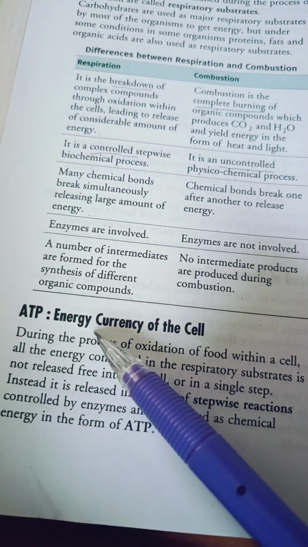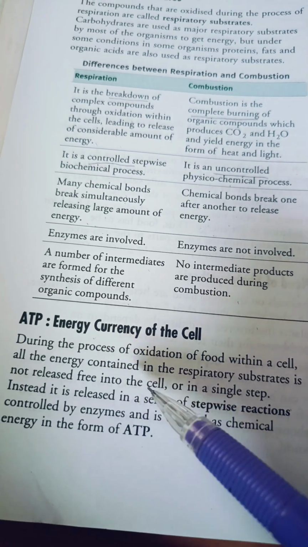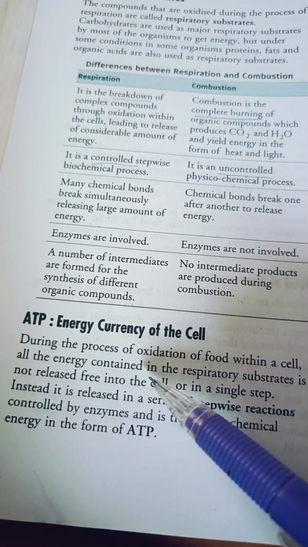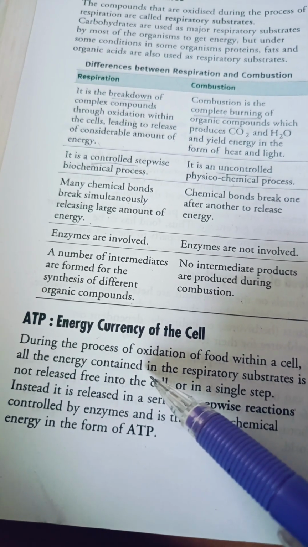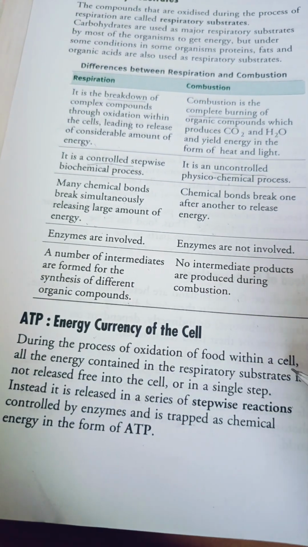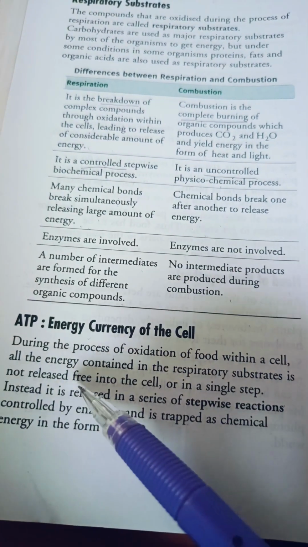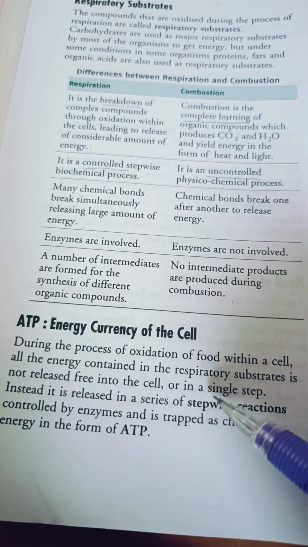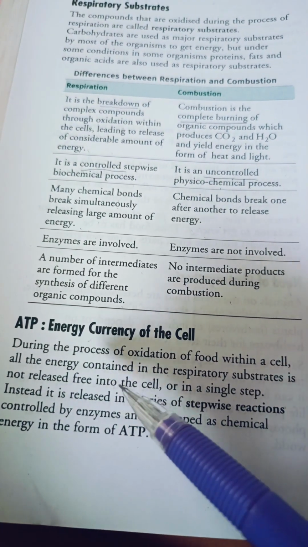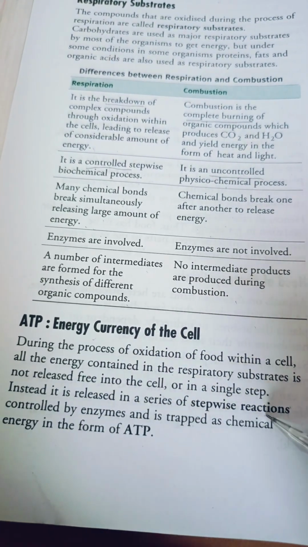Now, what is ATP? Adenosine triphosphate. It is the energy currency of the cell. जब भी कुछ काम करना है तो पैसा देना है, तो सेल के पास कौन सा पैसा है? ATP. During the process of oxidation of food within a cell, all the energy contained in the respiratory substrate is not released free into the cell or in a single step. Oxidation process में पूरा energy release नहीं होता है. Instead, it is released in a series of stepwise reactions.